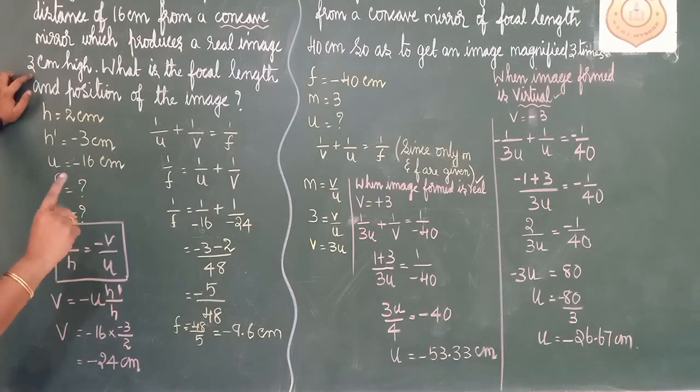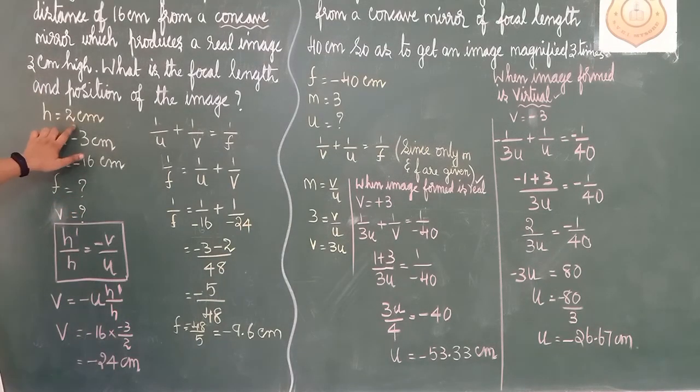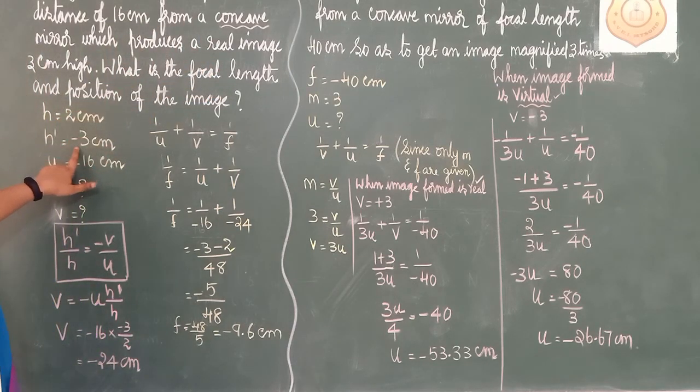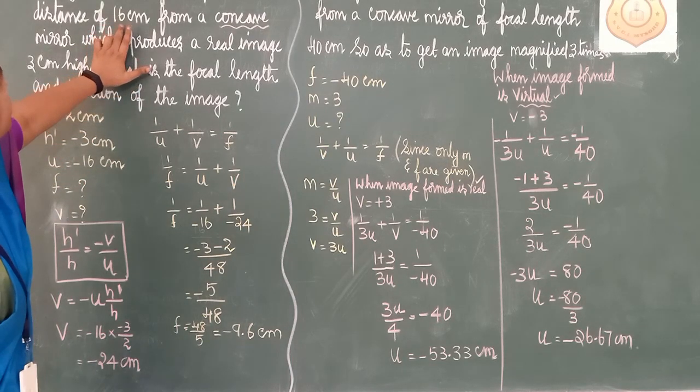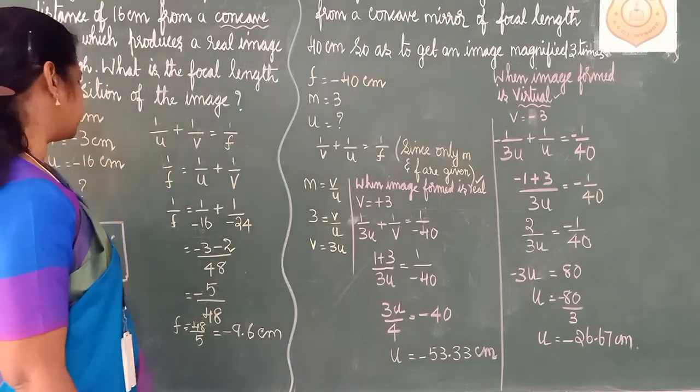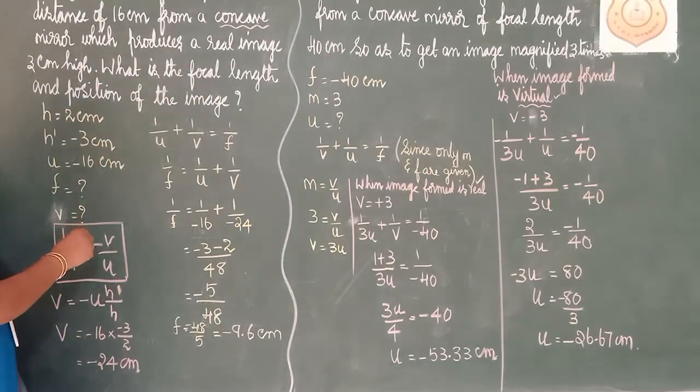See, a real image is formed, 3 centimeters height. Oh, image height also they have given. See, h and h dash. So both we got. h is equal to 2 centimeters, h dash is equal to 3 centimeters. As it is a real image, we are putting it as minus. u is equal to minus 16, because the distance is 16 centimeters. As it is a concave mirror, it is minus 16. So we have taken all these things.